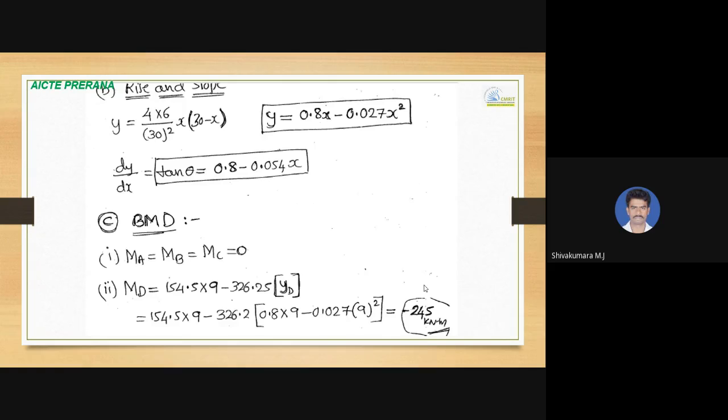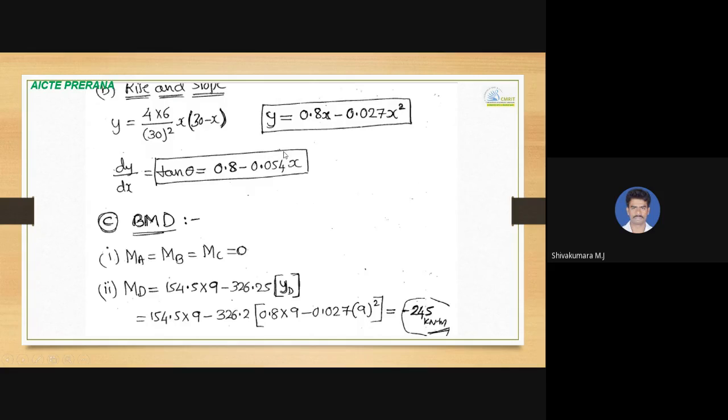For finding out the bending moment, we need the vertical ordinate height for taking moment at any distance x. We know the rise equation: y equals 4h divided by L square, into x times (L minus x). If you substitute the span L and central rise h, that is 6, 30 square and 30, we get the simplified equation y equals 0.8 times x minus 0.027 x square.